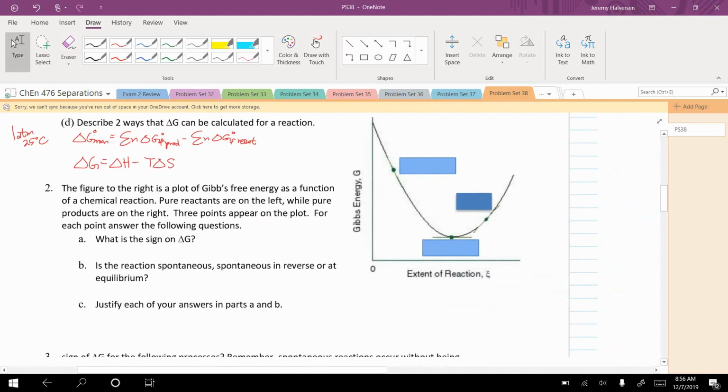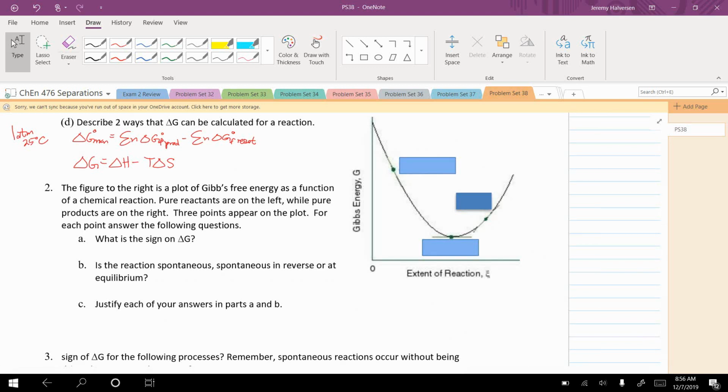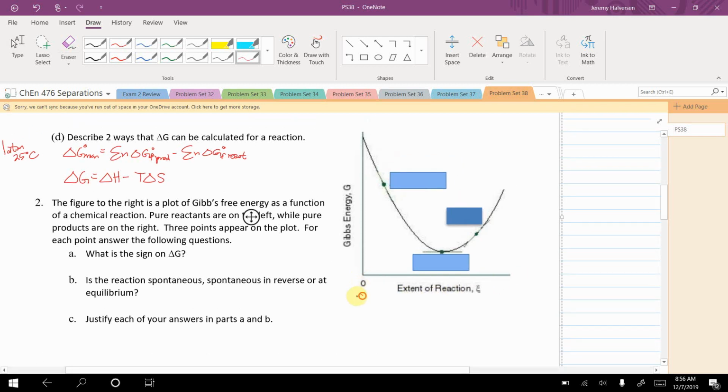All right, the figure to the right is a plot of Gibbs free energy as a function of a chemical reaction. Pure reactants are on the left, while pure products are on the right. I'm going to say this is the extent of reaction, which doesn't mean much to you guys really, but this is 0% products, and this is 100% products. This would be 100% reactants, all reactants, all products.